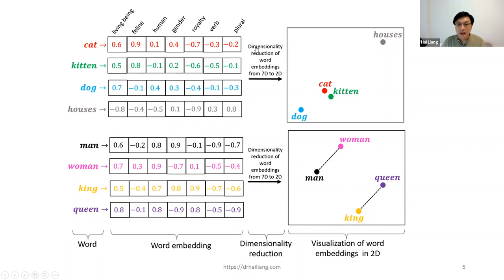After dimension reduction, you can represent them in two dimensions, plot them, and you will see that a cat is quite similar to a kitten. You can calculate the cosine similarity between the two vectors, and you will get a similarity score that is very high. In that way, you can find a lot of similar words. Once you represent the words as vectors, that improves the calculation of these similarity scores.